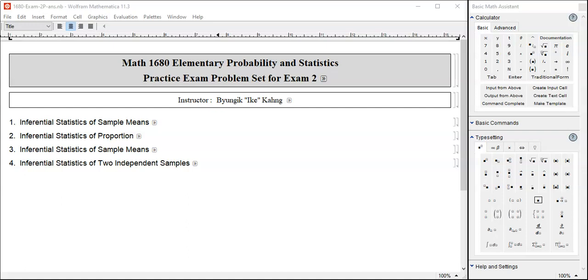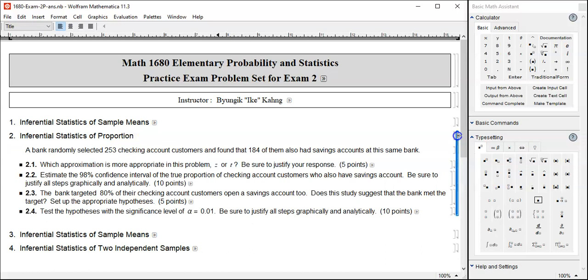Hello students, welcome back. Let's go to problem number 2. This time let us study inferential statistics of proportion. A bank randomly selected 253 checking account customers and found that 184 of them also had savings accounts at the same bank.